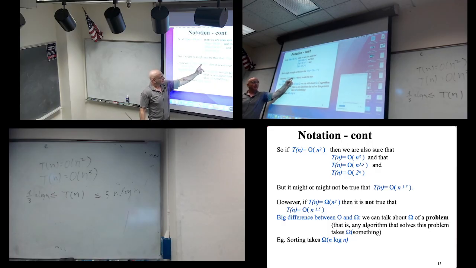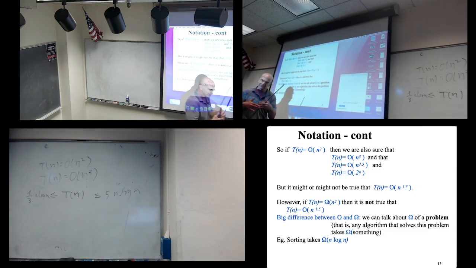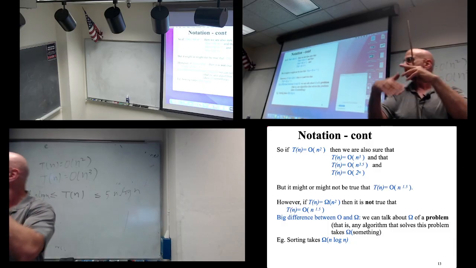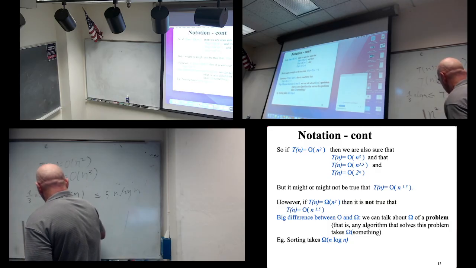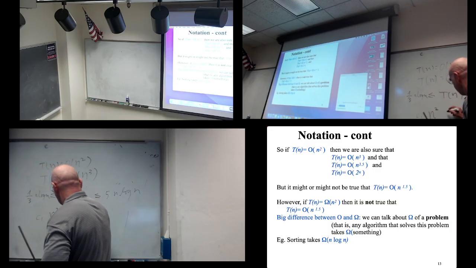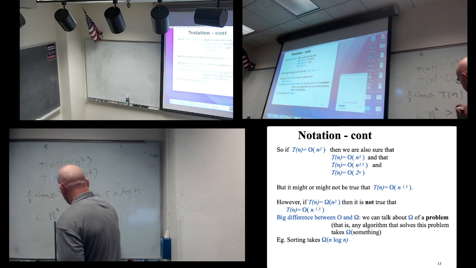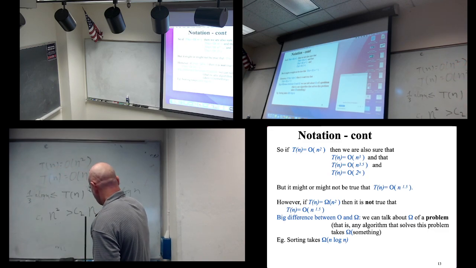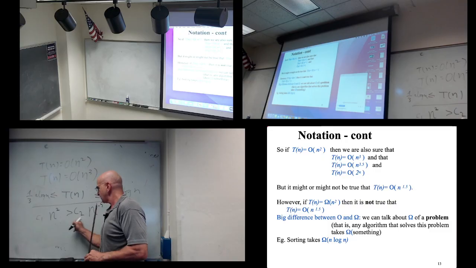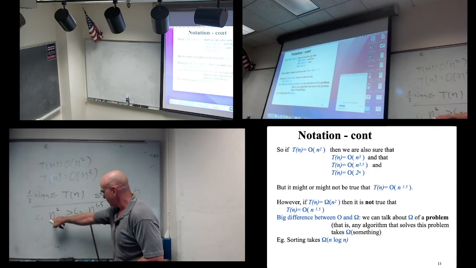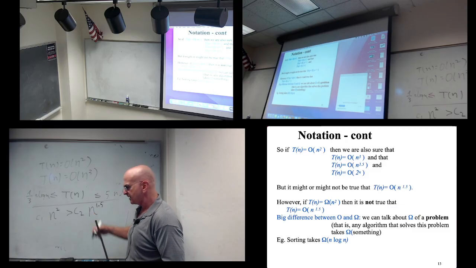However, if Q of n is omega of n squared, not less than n squared, then it cannot be that Q of n is order of something that goes slower than n squared, order of n to the 1.5. Cannot. Because no matter which constant you're using, C1 n squared will be at some point larger than C2 n to the 1.5. No matter what two constants you pick, at some point this algorithm will be more expensive than this algorithm.